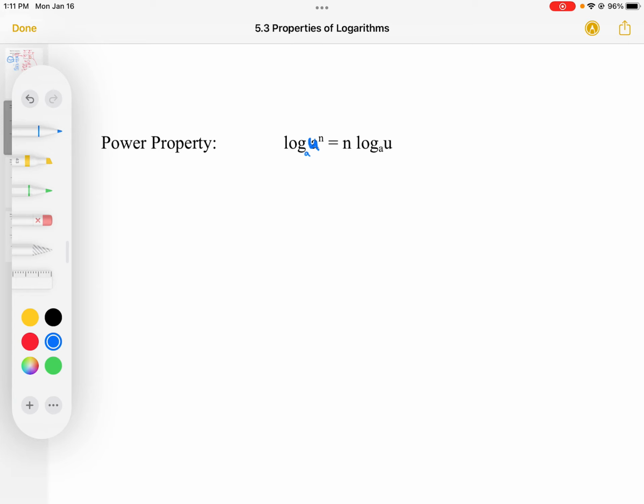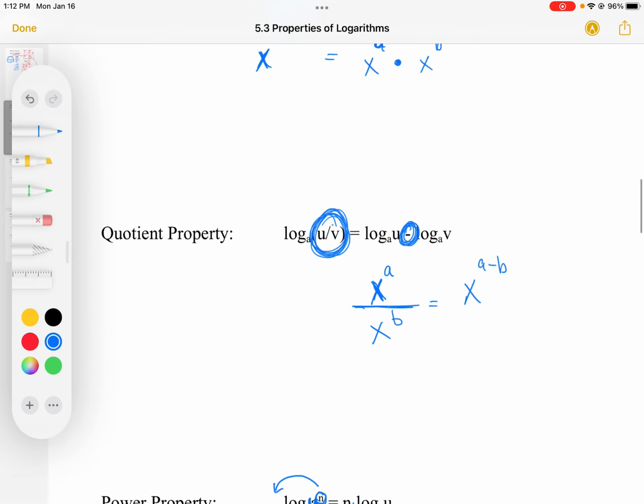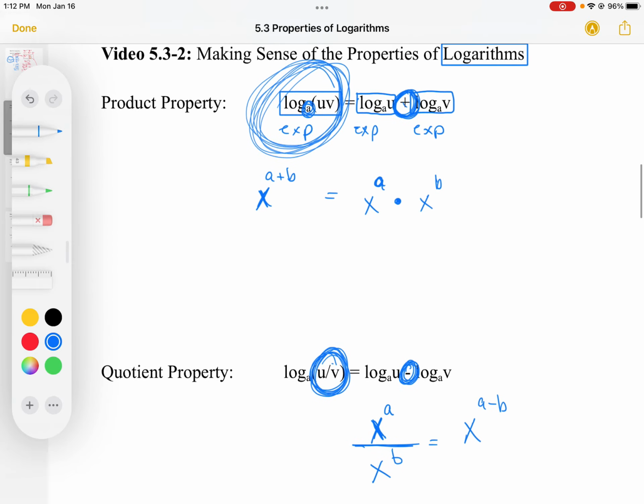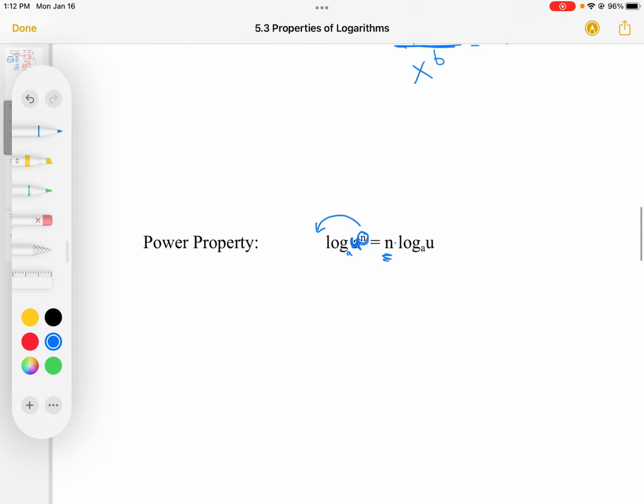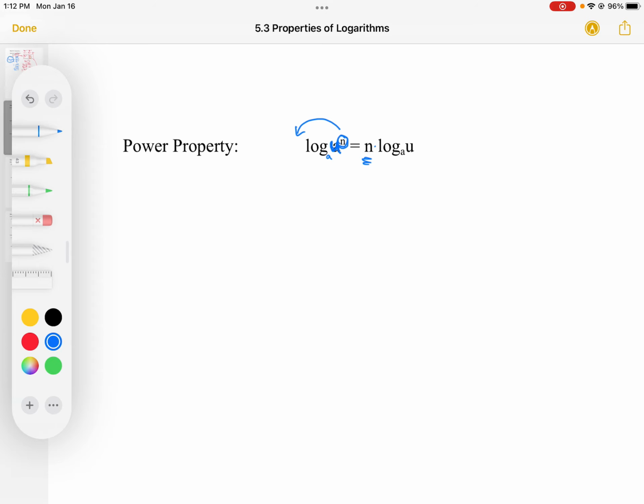Essentially, what this property is saying is if we take a log of a power, we just end up bringing this power to the front. So this is now n times log base a of u. We've seen this property already used when I proved the change of base formula in the previous video. This is a property that's commonly used. If we were going to go back and do the proofs of the product property and the quotient property, we would see the power property pop up in both of those proofs.